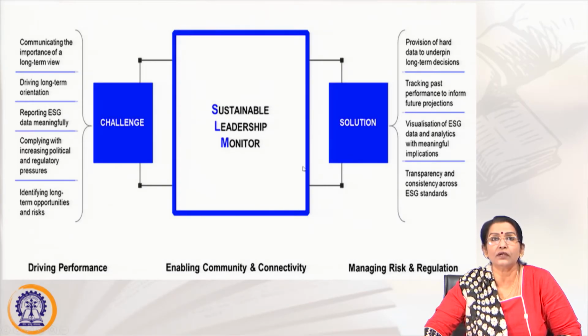Through this only you can mitigate the emerging challenges in data interpretation, then take well informed decisions on the basis of past experience, and ensure that transparency and consistency exist across the quality, standards, and sections. So here, driving performance, enabling the community and connectivity, and managing the risks and regulations are the three major activities of the organization and of sustainable leadership.